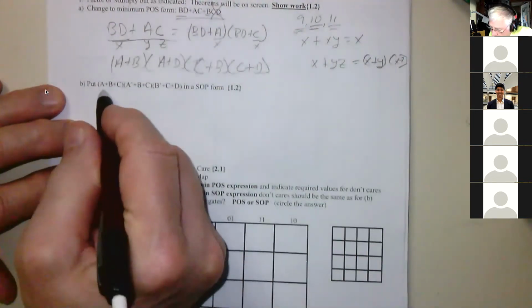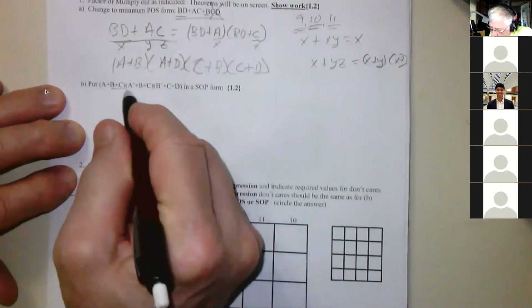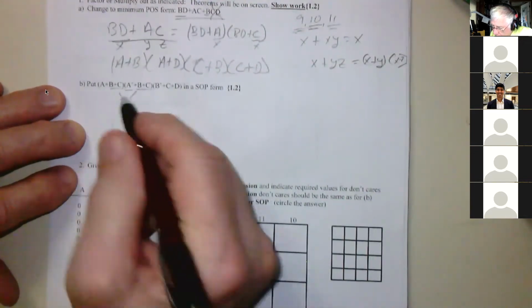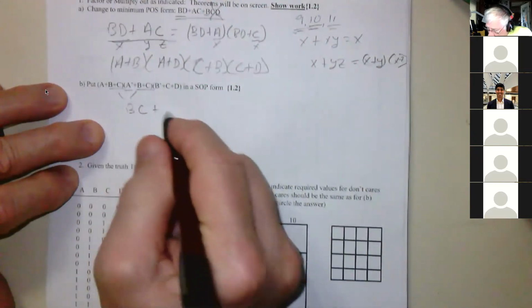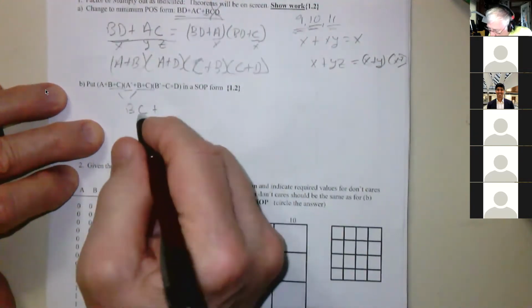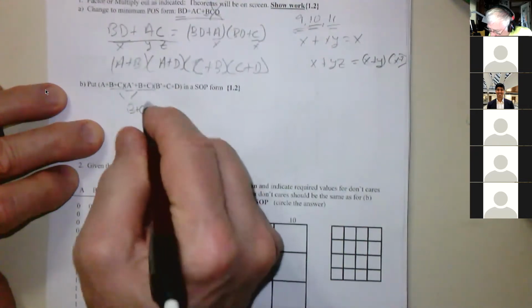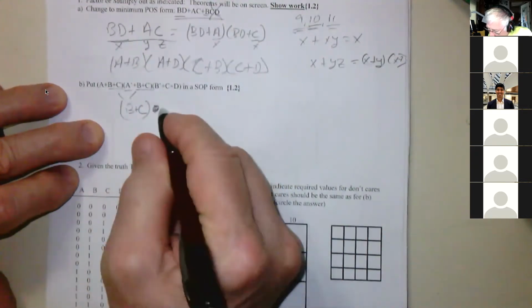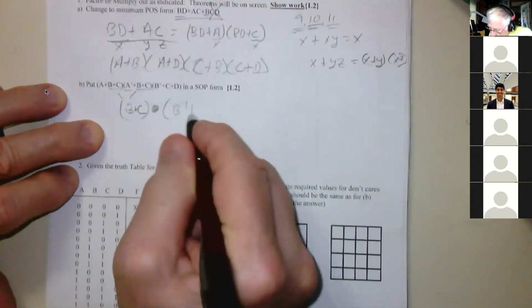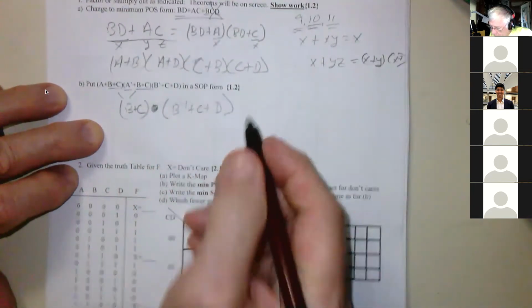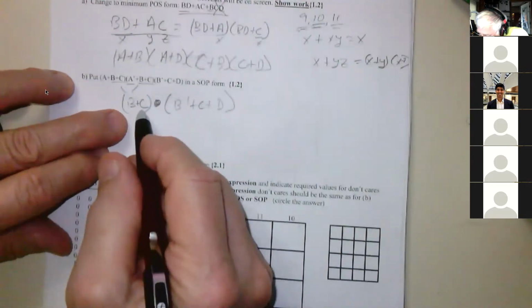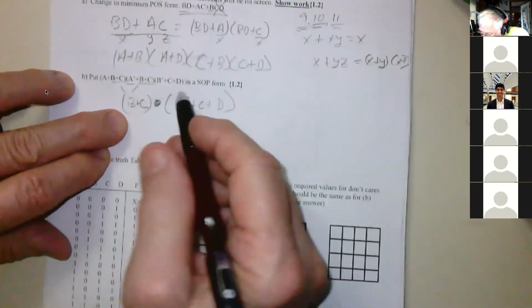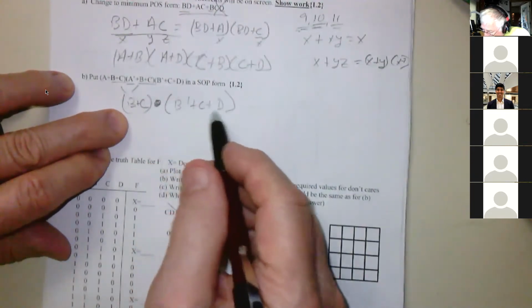So what do you think? We have an A, B, C here and an A prime, B, C there. So we can combine those to B, C because the A can drop. And then we have B plus C times B prime plus C plus D. All right, now we have a B plus C and a B prime plus C plus D.